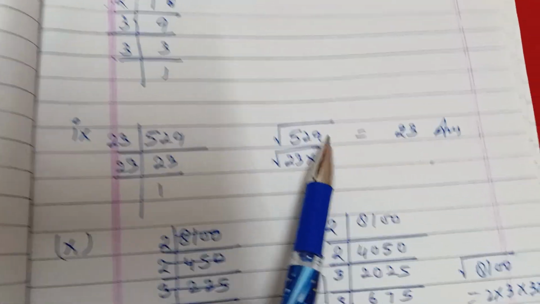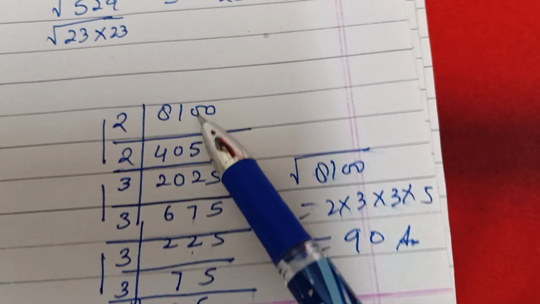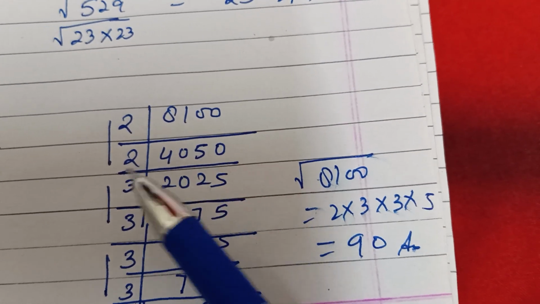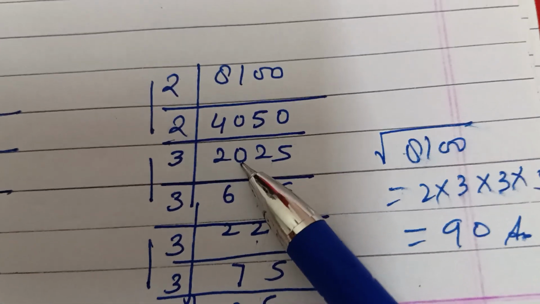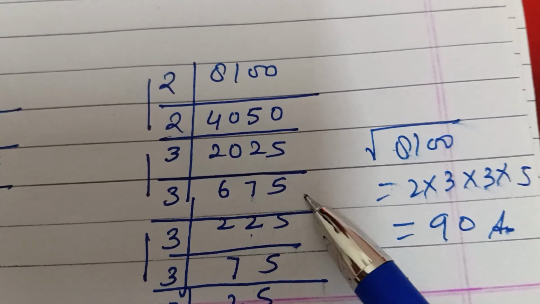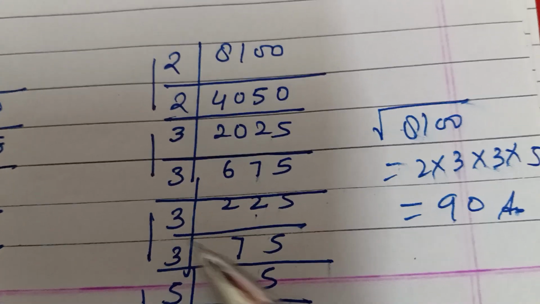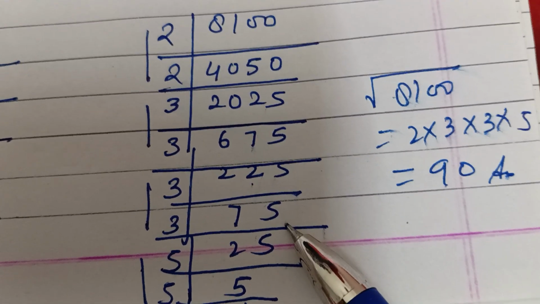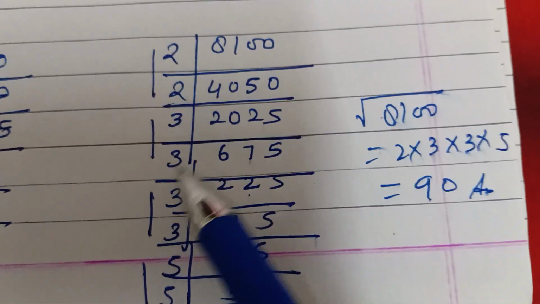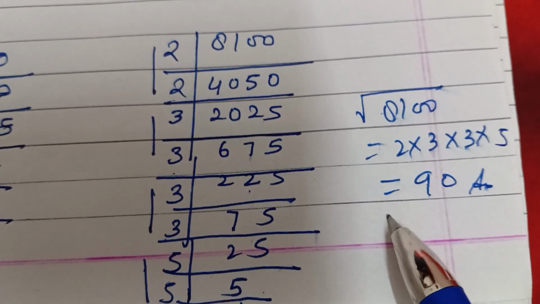Clear? Now the last, that is 10th, 8100. 2 4s are 8, 2 5s are 10. We cannot take 2 digits, so we add here 0. And 2 5s are 10 and 0. 2 2s are 4, 0. 2 2s are 4, 2 5s are 10. 3 6 are 18, carry. 3 7 are 21. 3 5 are 15. 3 2 are 6. 3 2 are 6. 3 5 are 15. 3 7 are 21. 3 5 are 15. 3 2 are 6. 3 5 are 15. 5 5 are 25. 5 1 are 5. 1 pair, 2 pair, 2, 3, 3 and 5 will give you 90.